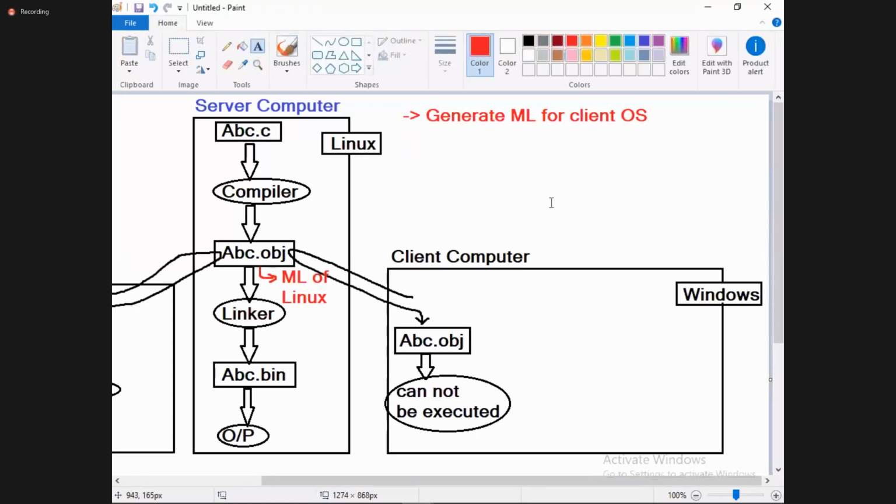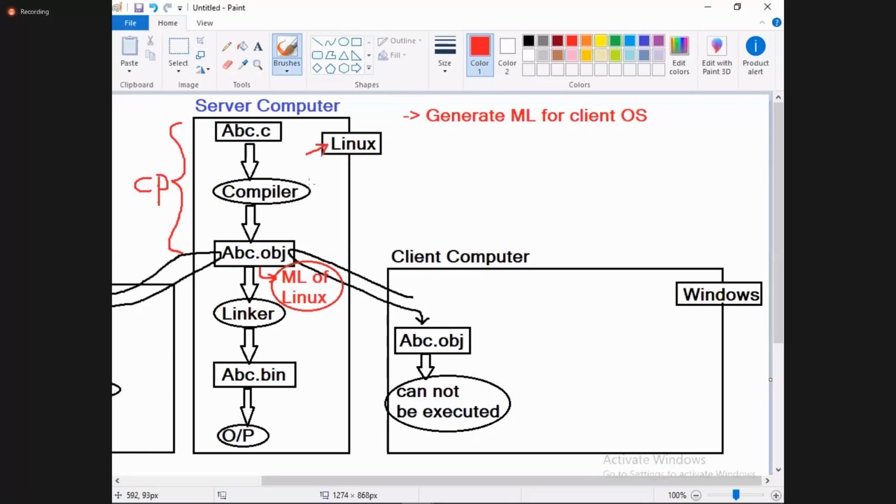Problem solved. That's all. In C language, what are you doing? You are generating the machine language for the current operating system, that is the server operating system. Then this machine language cannot be executed by the client operating system. Do you all understand? So in C language, machine language is generated at the compilation phase. At the time of compiling, machine language is generated. Because machine language is generated at the compilation phase, we will come to know only the current operating system.